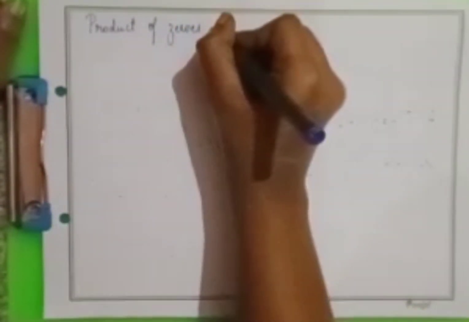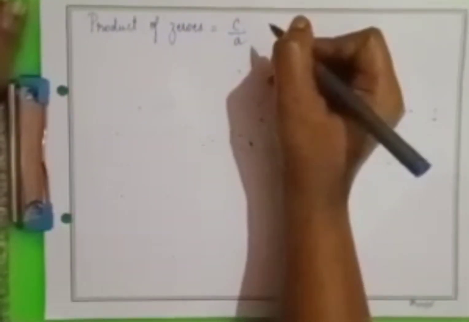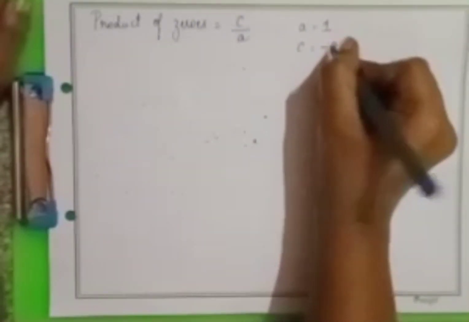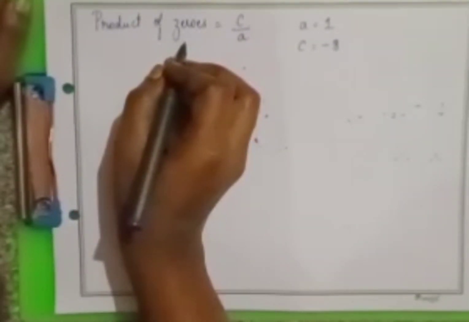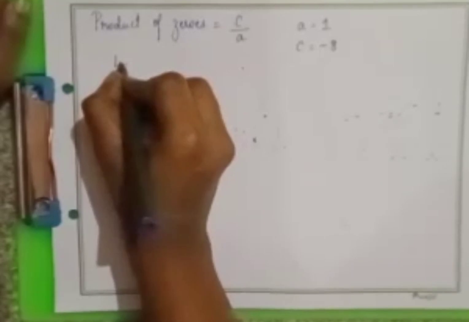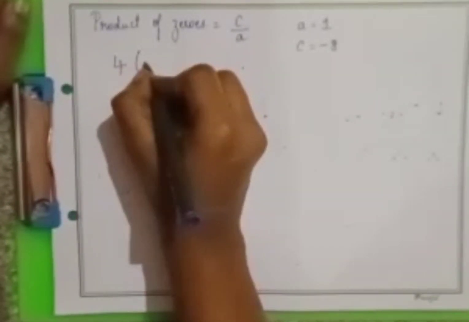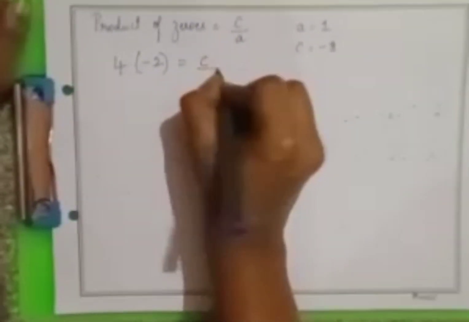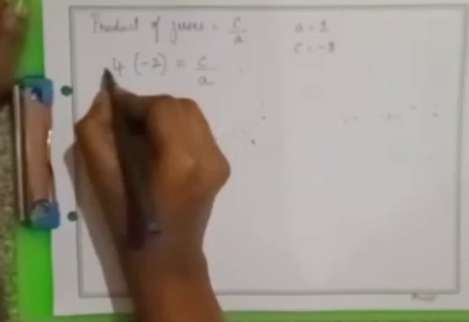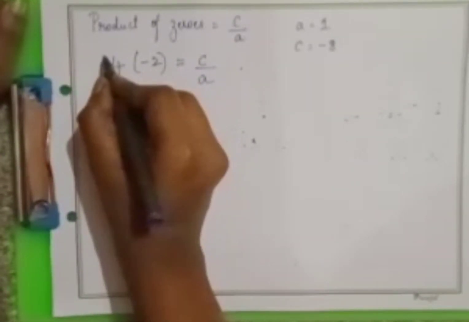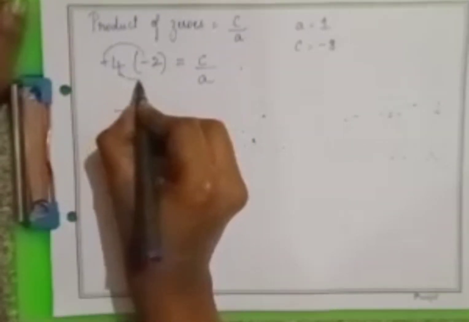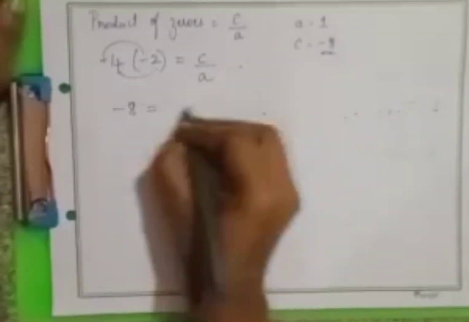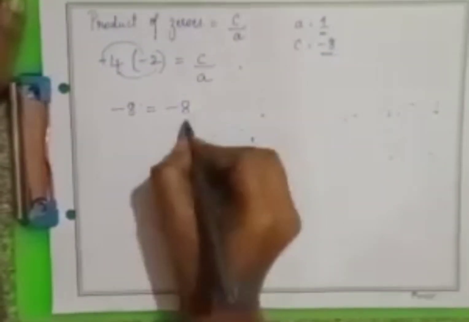Product of zeros should be equal to C by A. Now our A value is 1 and our C value is minus 8. Product of zeros, that is 4 into minus 2 should be equal to C by A. Now the sign of 4 is plus, plus into minus is minus, and 4 twos are 8, is equal to our C value, which is minus 8, and our A value is 1.